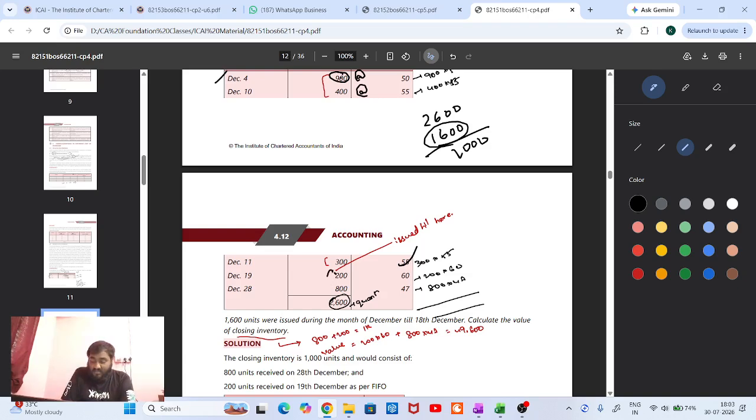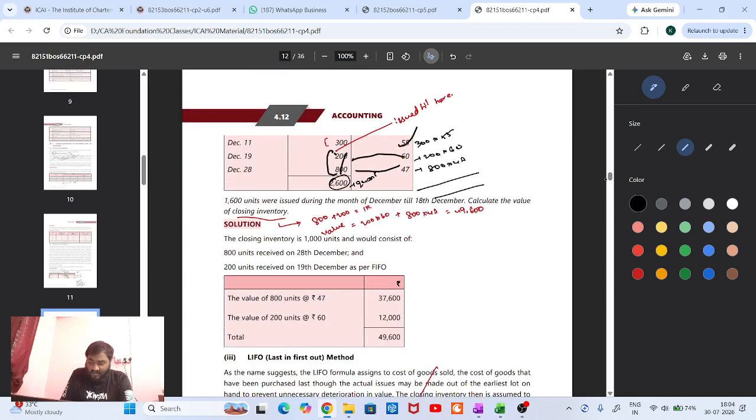So these two are pending. 1000 rupees. I mean, 200 into 60, 800 into 47. This is the closing value of inventory: 800 into 47, 200 into 60. Sir, how did you come to this? Because these are the only things that are lying in our stock. They have sold till here. Since we follow FIFO method, whenever we sold 1,000 units, we sold the first 1,000 units, not the other two. We haven't touched these. Okay.